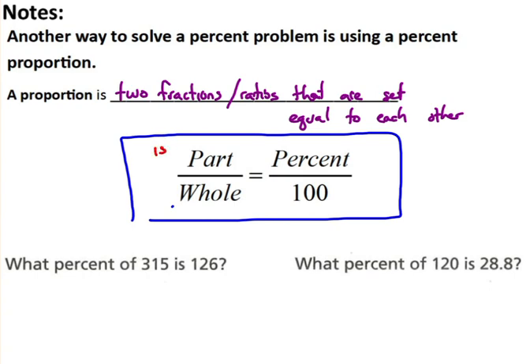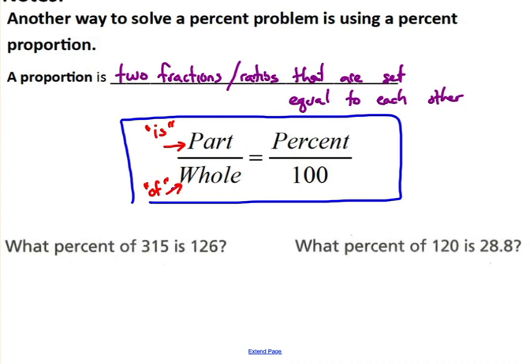If we see the word is, it's often signaling that that's going to be the part. It's only part of the amount, it's not the whole thing. The word of often signals that we're talking about the whole thing. So if it says of 575 students, that's telling us 575 is the whole amount. The key is plug the right numbers in the right spots, and then we just do a little bit of math to find that missing number.